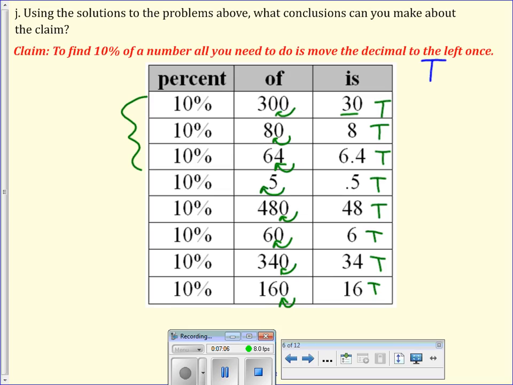To find 10% of the number, just move the decimal to the left one.